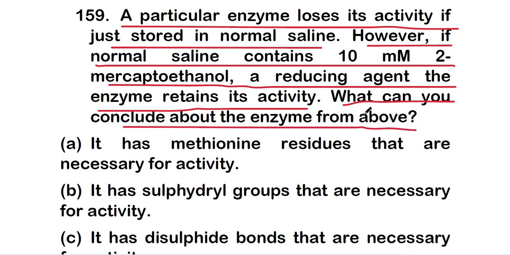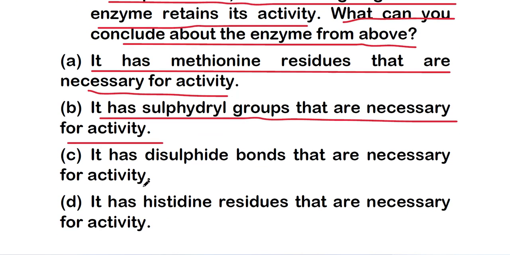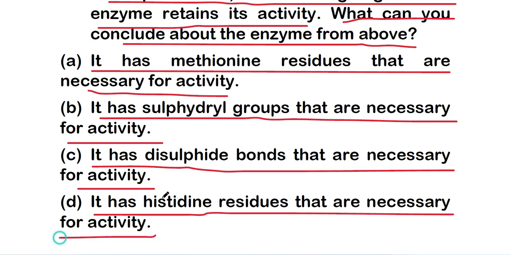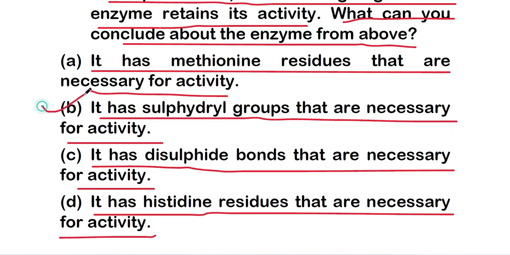So what is the effect of 2-mercaptoethanol on protein or enzyme activity? Options are: option A, it has methionine residues that are necessary for activity; option B, it has sulfhydryl groups that are necessary for activity; option C, it has disulfide bonds that are necessary for activity; or option D, it has histidine residues that are necessary for activity. So the right one is option B, that is, it has sulfhydryl groups that are necessary for activity.